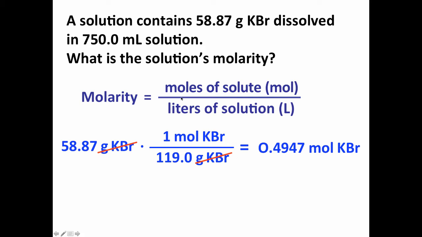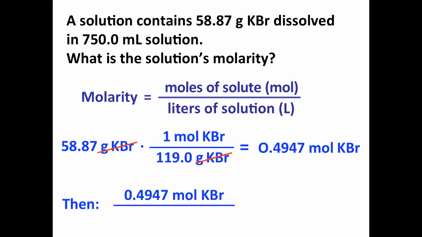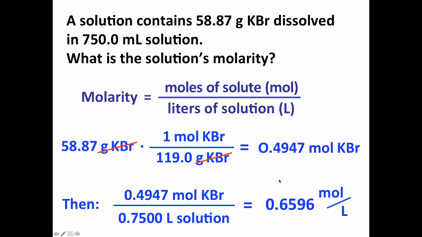Now, to get the molarity, we're going to have to take the moles of the solute KBr and divide by the liters of solution. So this is going to be 0.4947 moles KBr divided by 0.7500 liters. Remember, we have to convert from milliliters to liters. And then we divide and get our answer of 0.6596 moles of KBr per liter of solution.